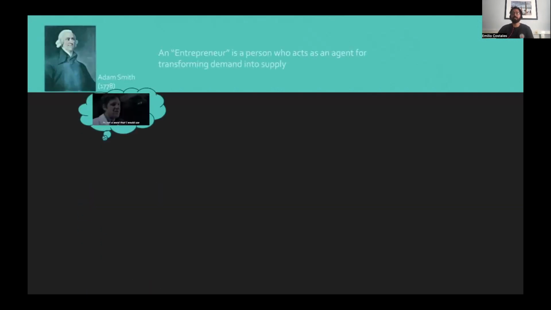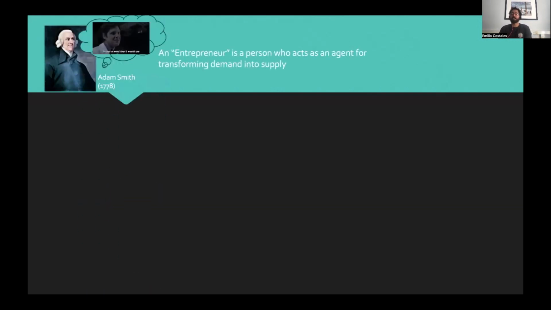So let's jump into some history. The practice of entrepreneurship has been around since the beginning of trade, but we can trace the concept of entrepreneurship back to Adam Smith in 1776, often considered the father of modern economics. Though he didn't actually use the term entrepreneur, we can surmise through his work that the entrepreneur is one who transforms demand into supply.